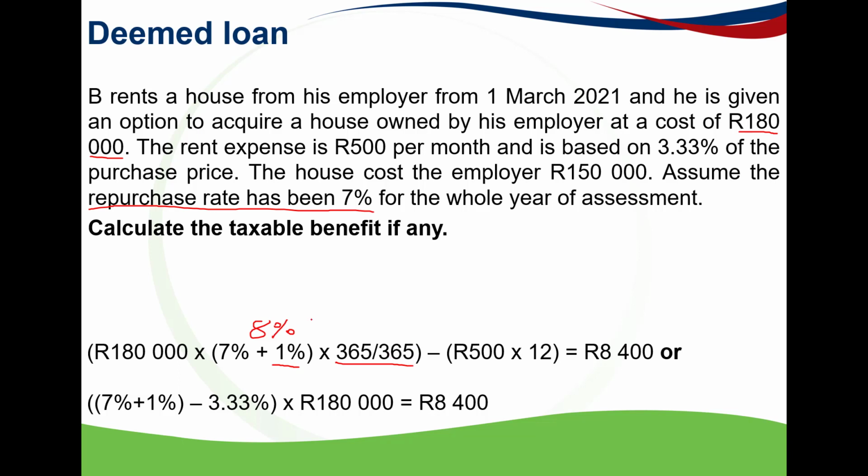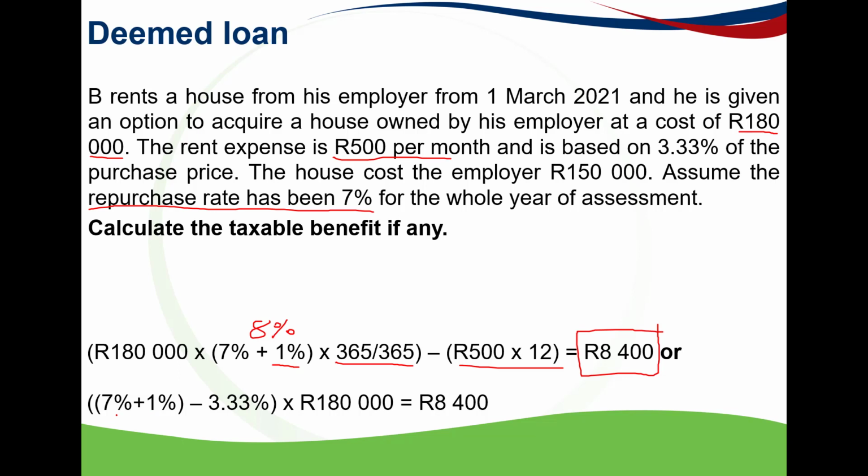And then from that, this would be the benefit less the consideration paid by the employee, that is that 500 times 12. That 500 is the rent expense that was paid by the employee. And then you get to a benefit of 8,400 that will be included in the gross income of the employee for the year of assessment.